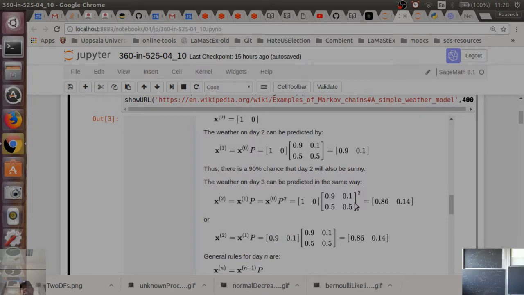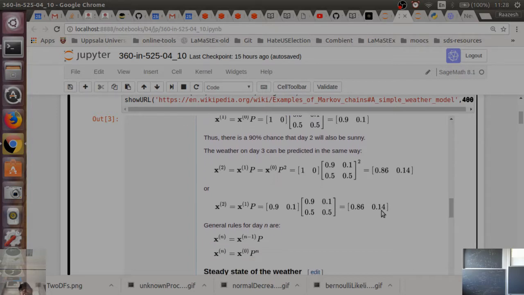You can also look at it this way. To go directly to the second state from the first, you have to multiply by p twice from the right. So that's just p squared. So you can just do 1, 0, p squared. And this tells me what the system will be at in 2 days, the prediction for 2 days, and so on. So this is the general rule for day n: xn is xn minus 1 times p, or xn is x0 times p to the n.